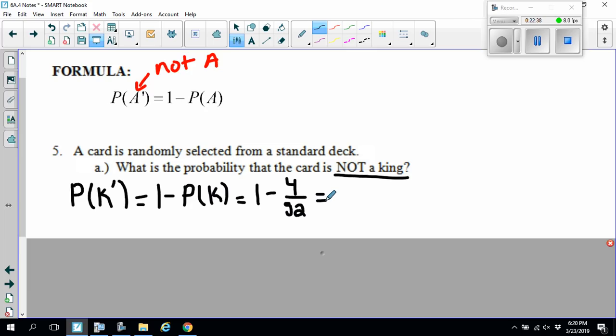So we do 1 minus 4 over 52. Remember, really you're just subtracting 4 from 52 cards, so that should give you 48 out of the total 52. So 48 are not kings. Now, we're going to go ahead and simplify that. So that's going to give us 12 out of 13. That's our probability. And if you wrote that as a decimal, it should be around 0.9231, which sounds about right because about 92% of the cards should not be kings.